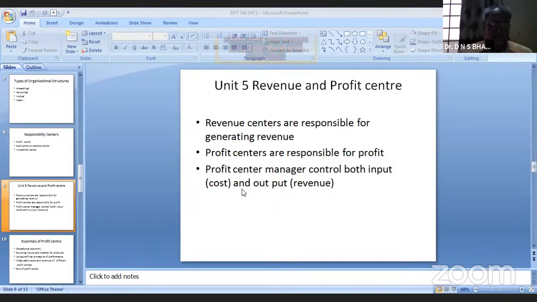Profit centers are those responsibility centers which are responsible for generating the profit. So revenue centers are responsible for generating revenue. Profit centers are responsible for the profit attained. A profit center manager controls both input cost and output revenue, and this is an important aspect.